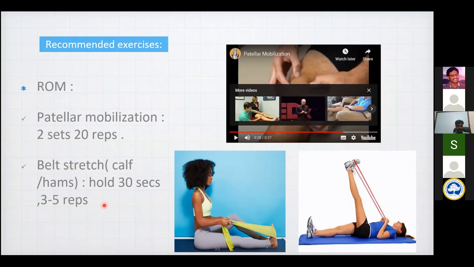Belt stretches, calf and hamstring stretches. Hold for 30 seconds, 3 to 5 reps. This is the calf being stretched. So hip is more in flexion. And you can do it with a jumbo resistance band as well, thicker resistance band, and a yoga belt. Hamstring is being stretched here.